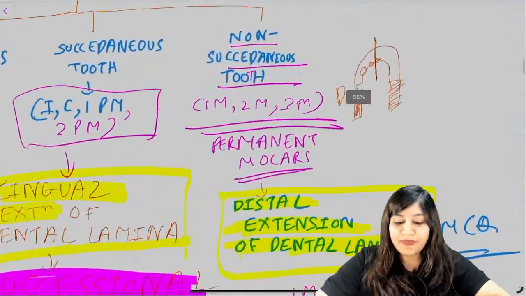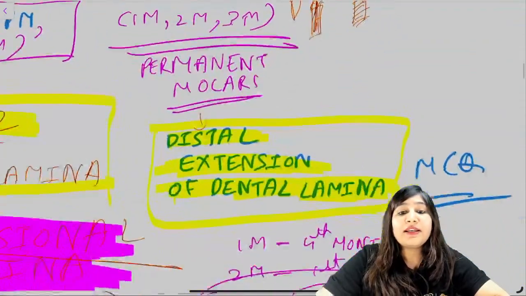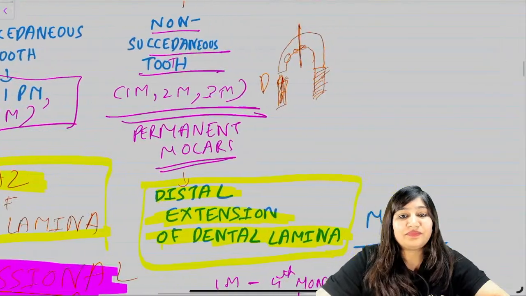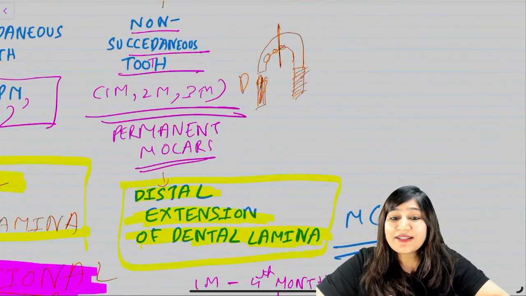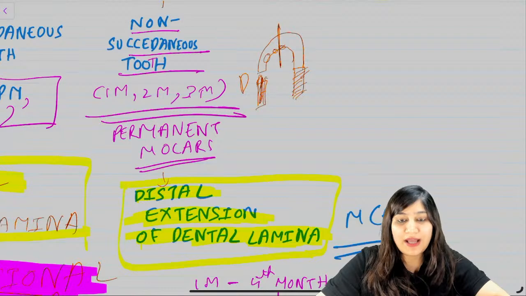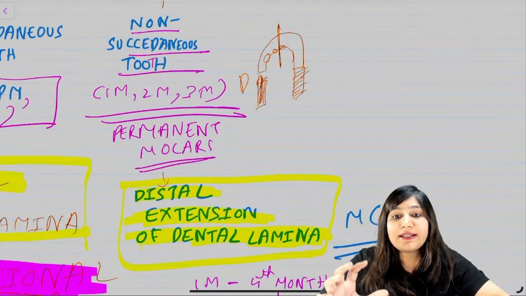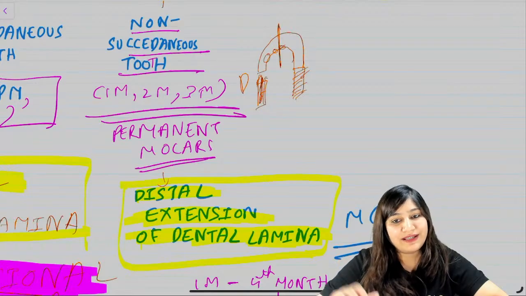Non-succedaneous tooth arise from distal extension of dental lamina. And which are the non-succedaneous tooth? Our permanent molars are non-succedaneous tooth. So they arise from distal extension of dental lamina.